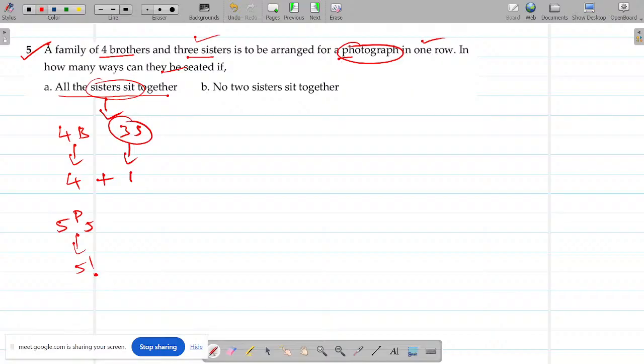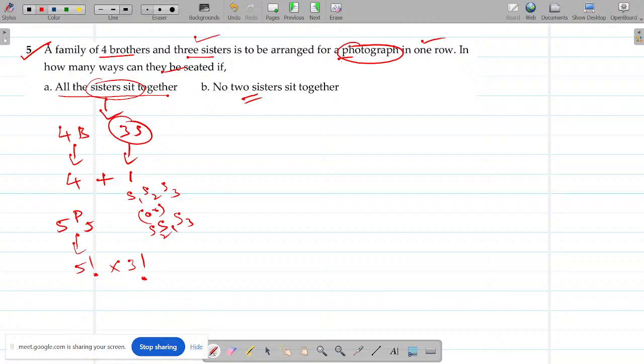But these three sisters can be internally arranged. Sister 1, sister 2, sister 3, or you can make sister 1 sit in the middle, sister 2 and sister 3. So there's an internal arrangement which can be done in 3 factorial ways. Is it okay? Now we come to no two sisters sitting together.